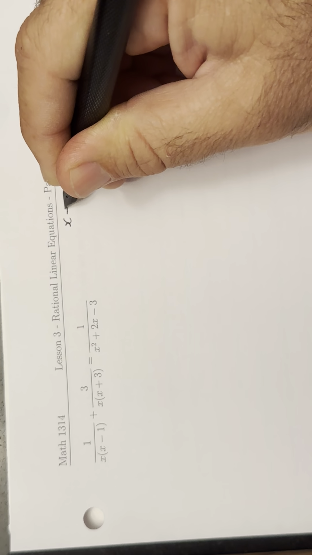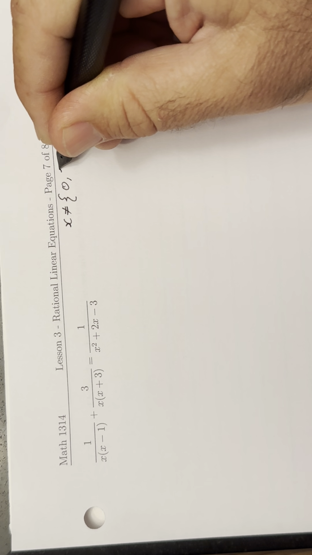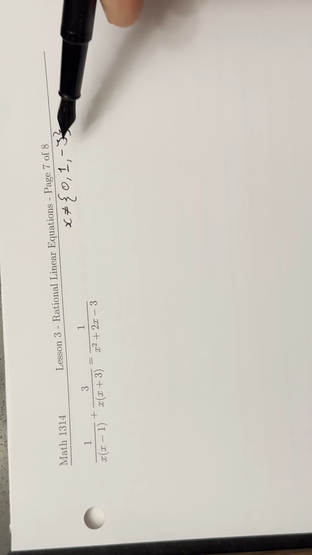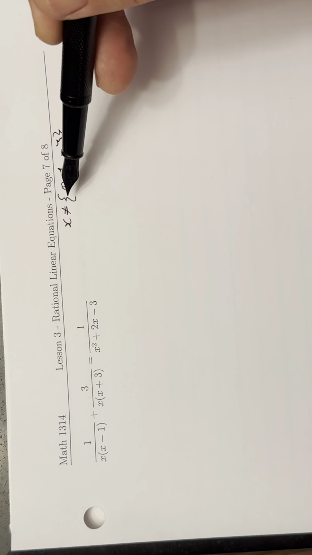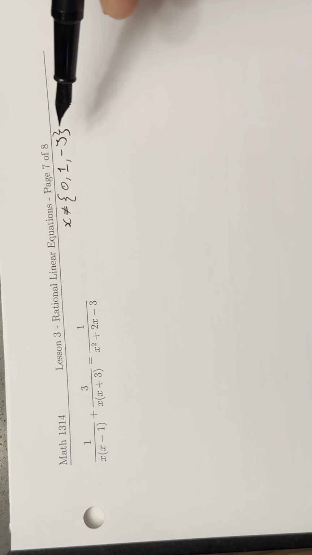actually, before I do anything, let's go ahead and note our forbidden values, which are 0, 1, and negative 3. And usually I like to write these in ascending order, so I probably should have written the negative 3 first, but it's really not wrong to write them this way.